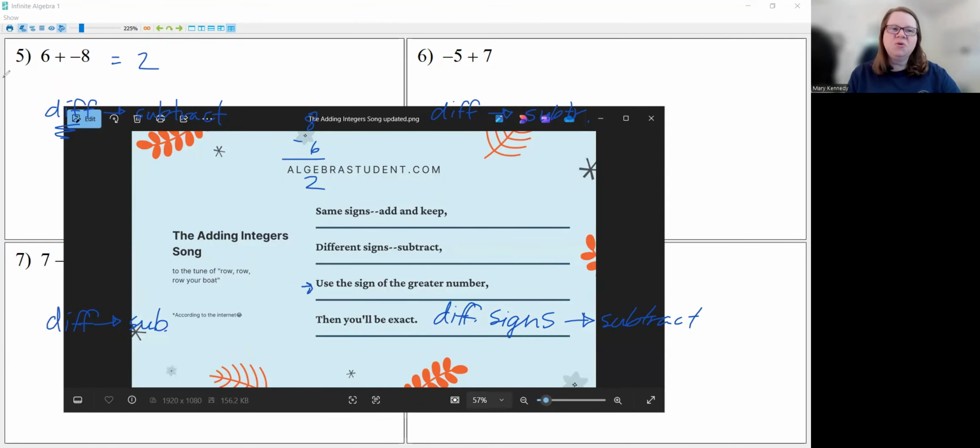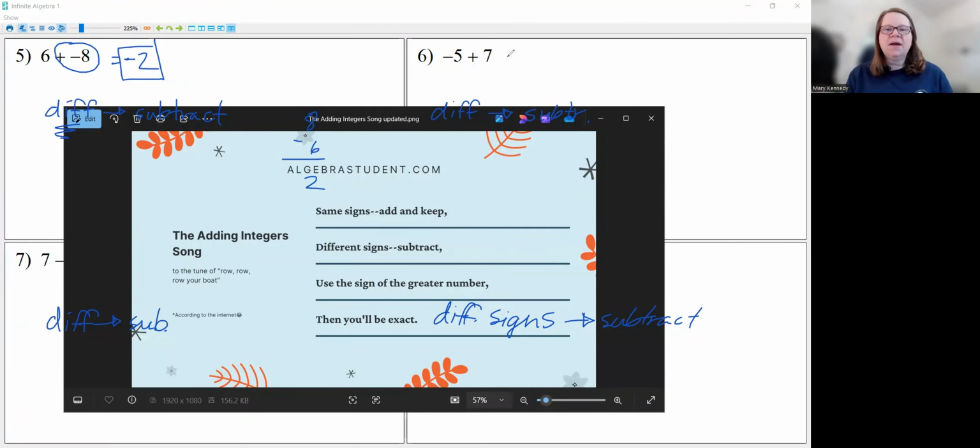Okay, which number's bigger, 6 or 8, right? That's not tough. The greater number is the 8. Use the sign of that greater number. This 8 is a negative. That means my answer is a negative 2. That's it. Use the sign of the greater number, then you'll be exact. You'll have the exact answer.